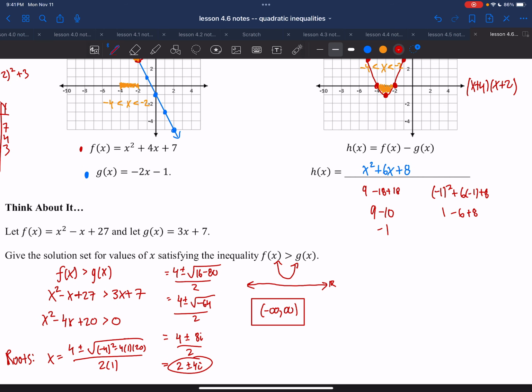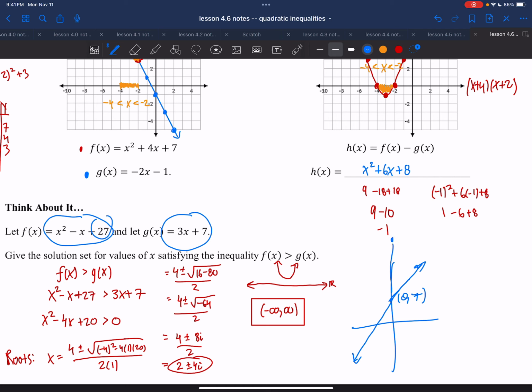Yeah? And we could know this because you said, well, Mrs. Make, what if I didn't have Desmos and I wanted to understand this? I said, well, you could quickly sketch these just slightly. You could say that the linear function has a y-intercept at 0, 7. So it looks like this. But the quadratic function has a y-intercept at 27. So that's way up here. So that means it's got to be doing something like this, right? Just a brief sketch, because they're never going to touch.